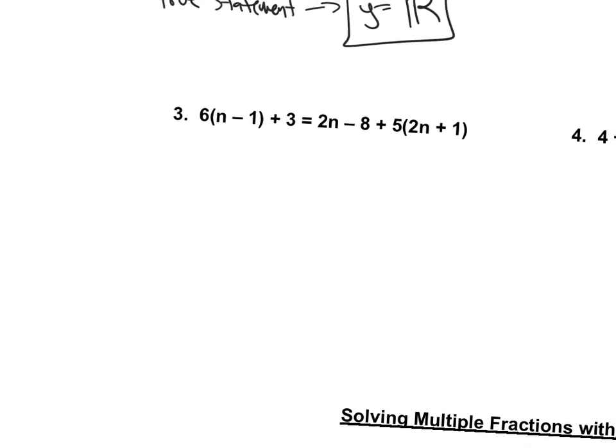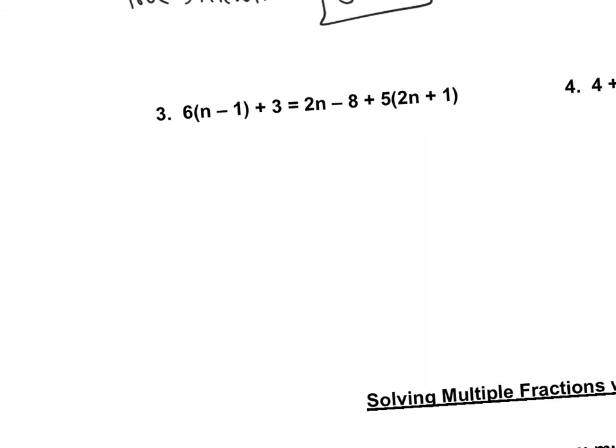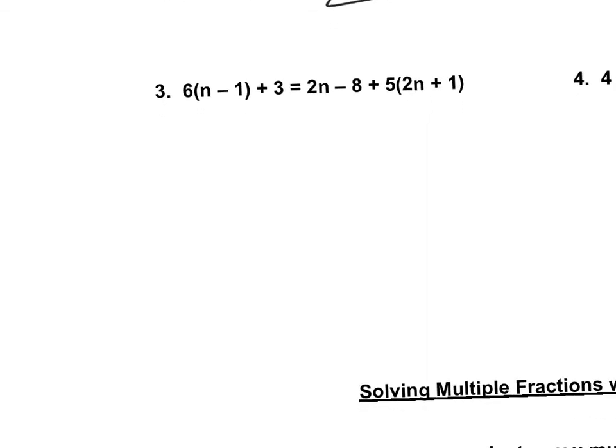Number 3, here we have some distributing we need to do first. So let's go ahead and distribute the 6 here. So 6 times n is 6n, 6 times negative 1 is negative 6. We still got the plus 3.